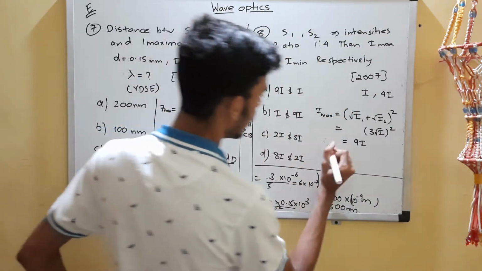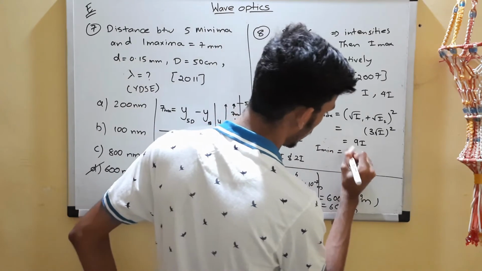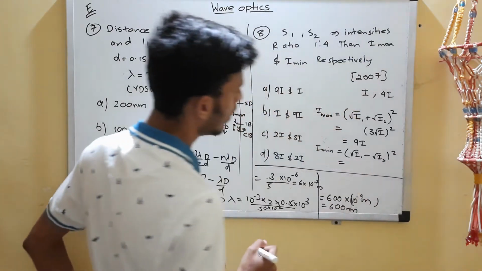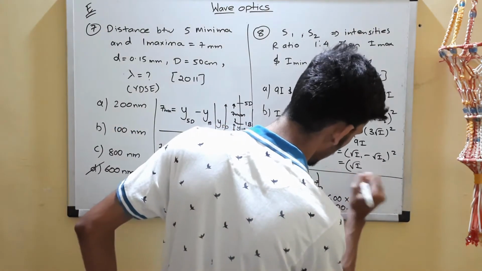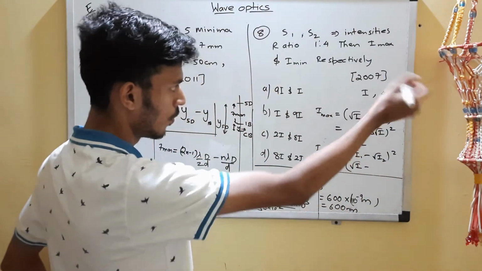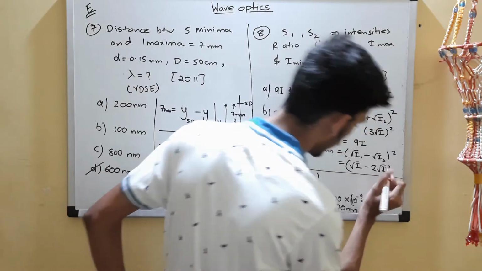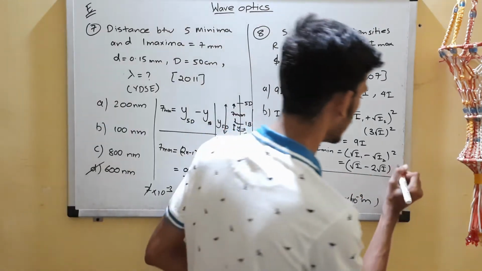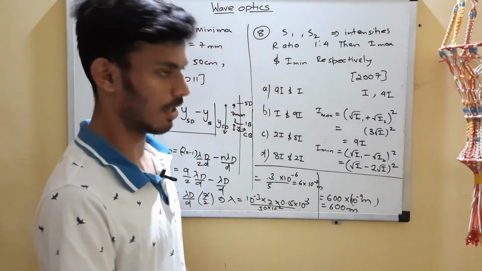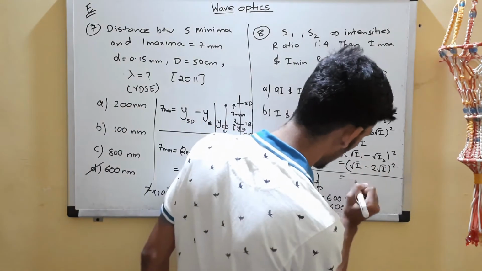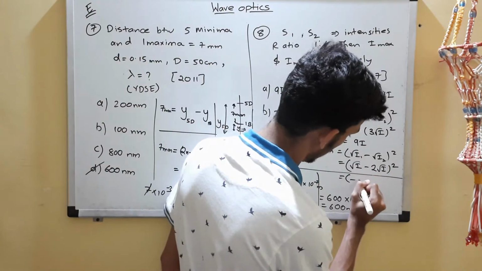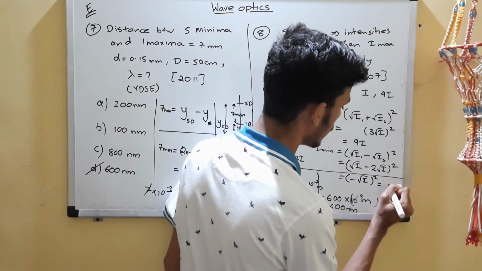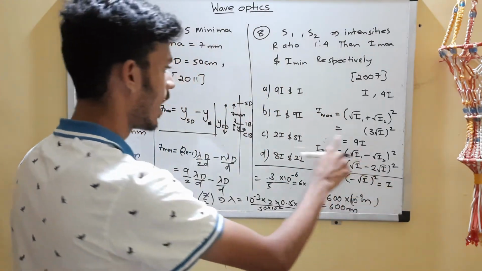Now what will be the minimum? The minimum formula is under root I1 minus under root I2, the whole square. So I1 we have as I, and I2 we have as under root 4I. Instead of writing like this, you can actually make it 2I minus I. But anyways, the negative is of no importance because we have squared it. So it's like x minus 2x, that is minus x. So that is squared. So we'll have I. So the minimum is I and the maximum is 9I.